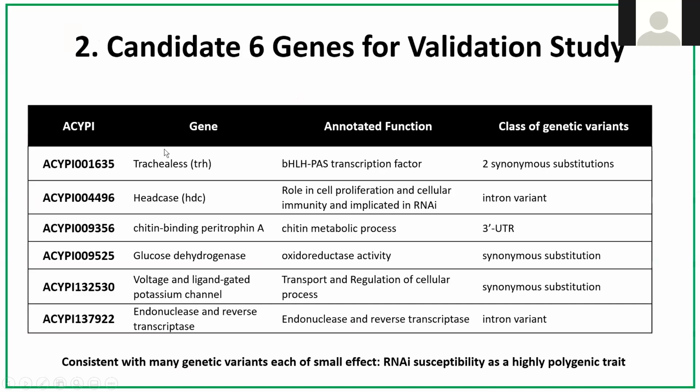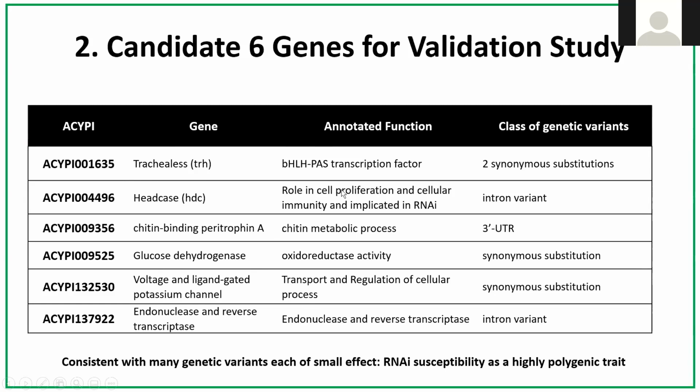Among them, we chose 6 genes. These are the ACPI numbers that I'm going to use, the name of the gene, a brief function, and their class of genetic variants. You might be expecting to see the core RNAi machinery genes here, but they're not shown in our GWAS study. Other than that, here are the 6 genes we selected based on their potential functions in RNAi. The trachealess gene was selected due to the lowest p-value, and the rest of them were based on potential function in the RNAi pathway with the help of GO terms.